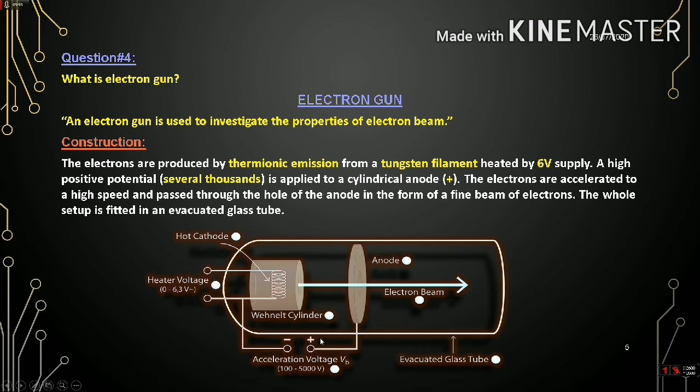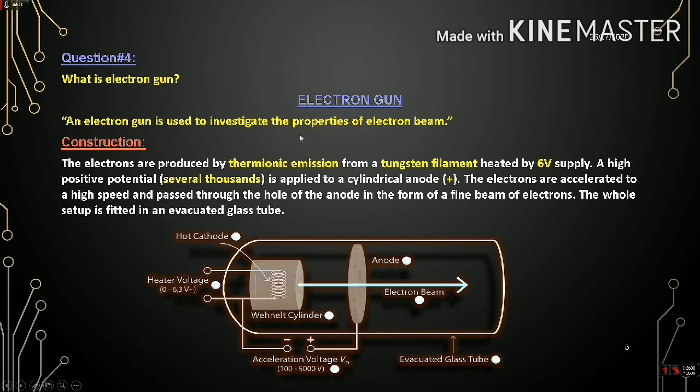A high positive charge is given to this anode, which is cylindrical in shape. The electrons accelerate to a high speed due to the positive charge on the anode. Electrons have negative charge and the anode has positive charge, so they are attracted by the anode and pass through a hole of the anode in the form of a fine beam of electrons. The whole setup is fitted in an evacuated glass tube.